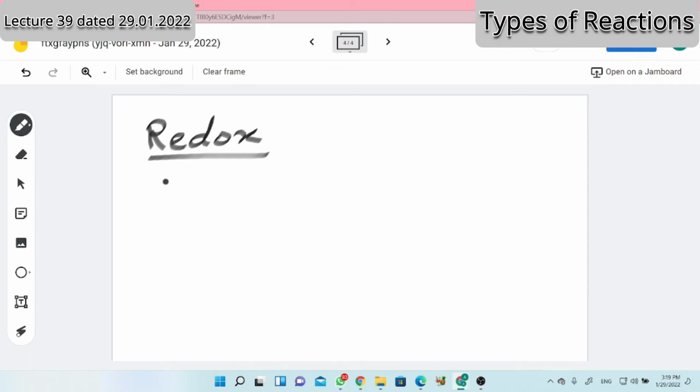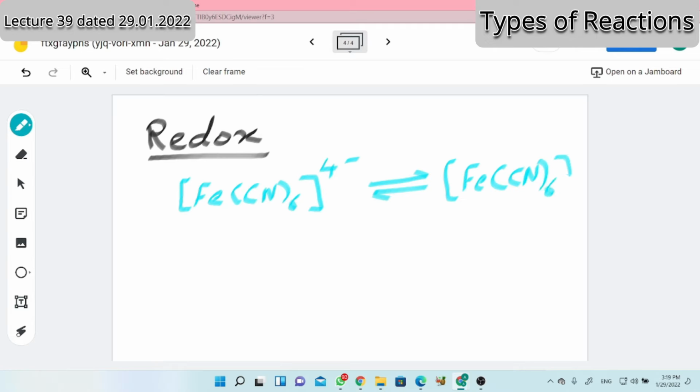Let me write the reaction here. It is an iron cyano complex, Fe(CN)6 4-, which gets converted to Fe(CN)6 3-. What is the difference in these two complexes? Which metal ion is present here? What is the charge on the central metal ion in this complex? +2. Right. And in this complex? +3. Right, Fe plus 3.